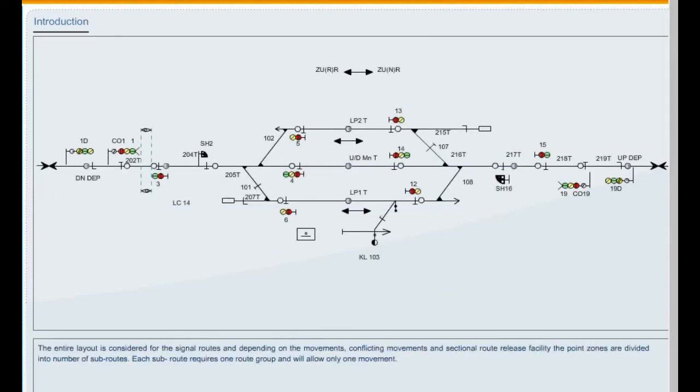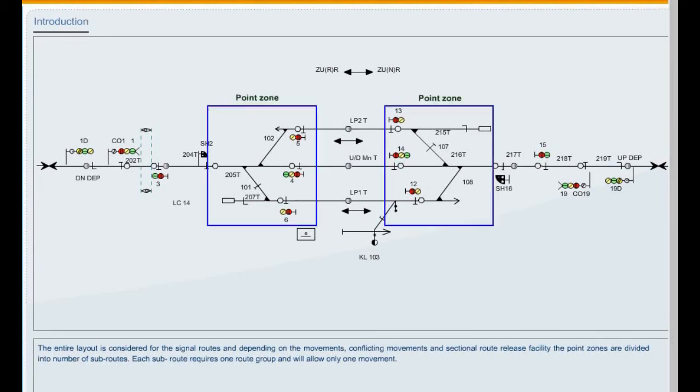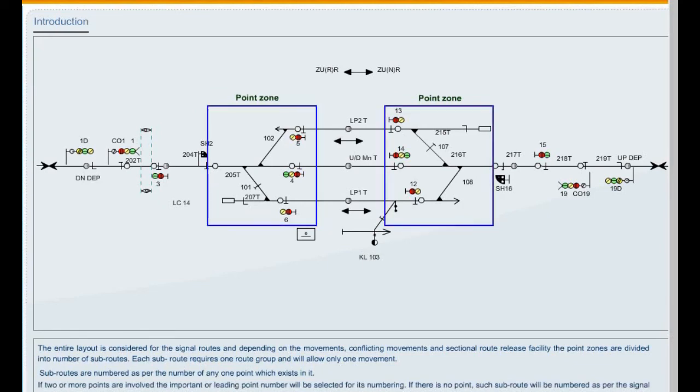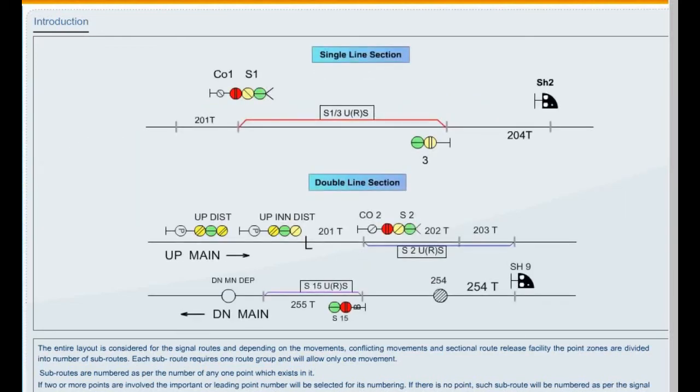The entire layout is considered for the signal routes, and depending on the movements, conflicting movements, and sectional route release facility, the point zones are divided into a number of subroutes. Each subroute requires one route group and will allow only one movement. Subroutes are numbered as per the number of any one point which exists in it. If 2 or more points are involved, the important or leading point number will be selected for its numbering. If there is no point, such a subroute will be numbered as per the signal in case of double line, or signals in case of single line controlled by it.